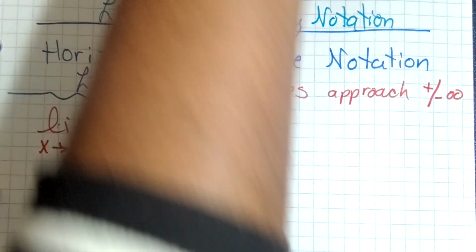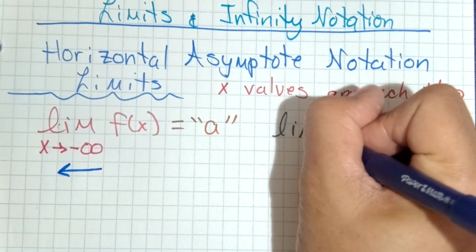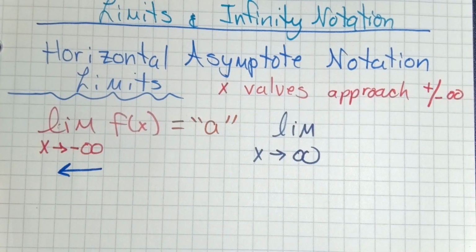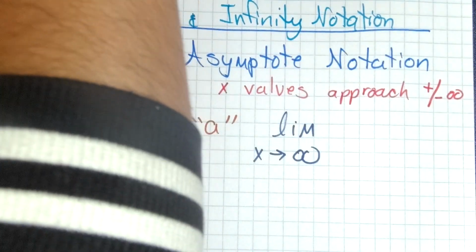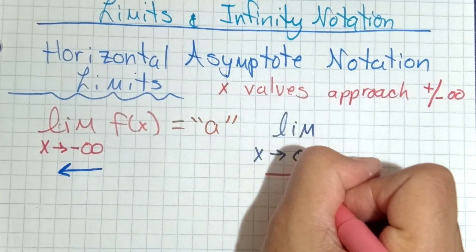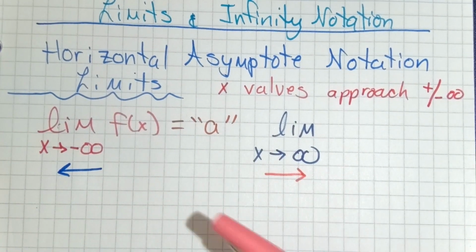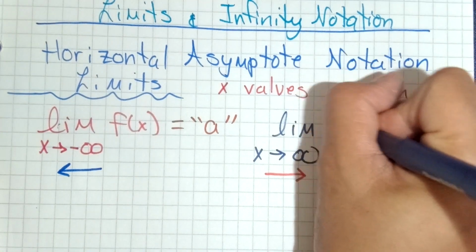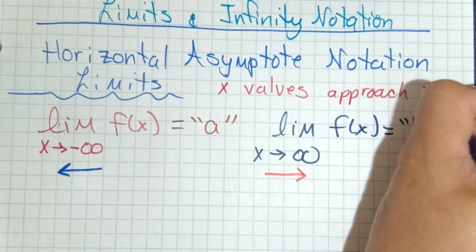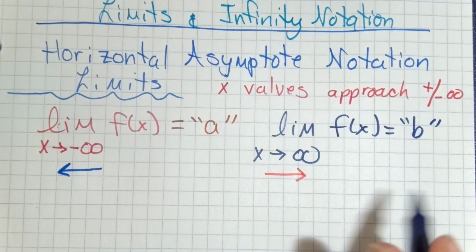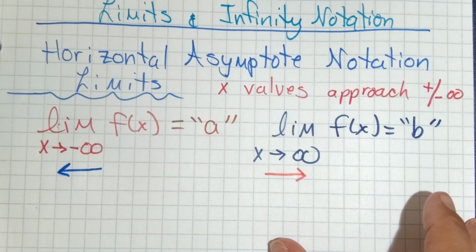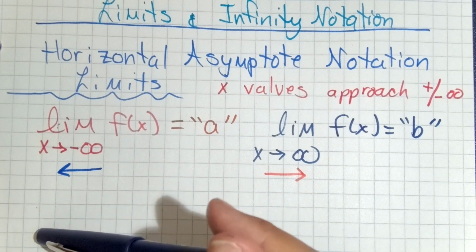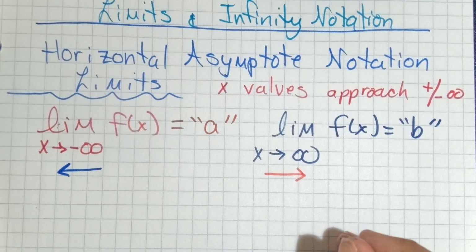But we also have the limit as x approaches positive infinity. Here, we're looking for what happens as your x values increase as they go to the right. So we have a left for negative infinity, and we have a right for positive infinity.